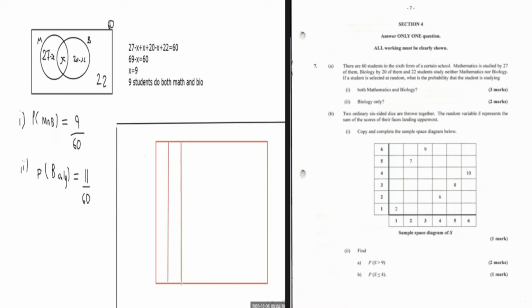In the meantime, we read the question. It is saying, two ordinary six-sided dice are thrown together. The random variable S represents the sum of their scores. Copy and complete the sample space. So this box that we're constructing is just a sample space diagram that represents the sum of the scores of the two dice. All right, so 1, 2, 3, 4, 5, 6, and we need 1, 2, 3, 4, 5, 6, 7.